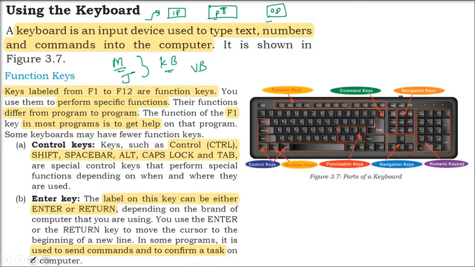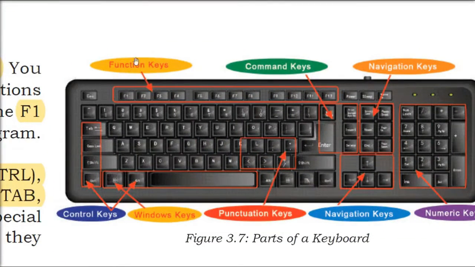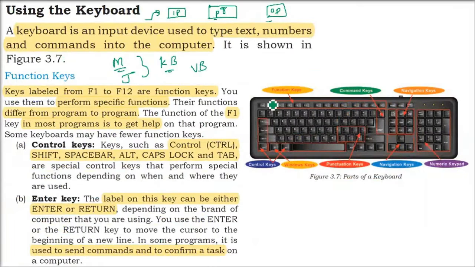How many parts can we divide this keyboard into, or what are the keys you have? Function keys. This function key, normally we have 12 function keys, 11 to 12 function keys here. So F1 to F12, these are the function keys and they have very specific functions. Normally if we press F1, whichever program you are working upon, the help will open. So help will open whenever you press F1, and this is true for other function keys also.